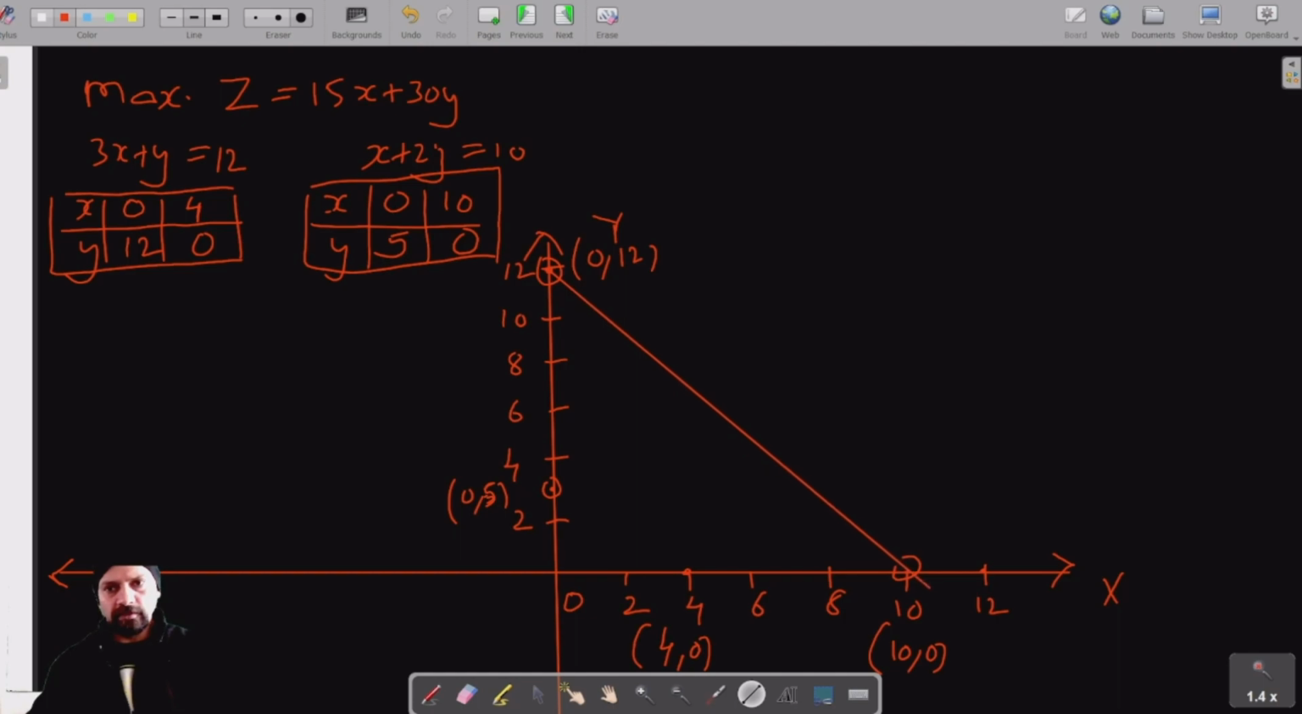The first one is, and the second one is 0, 5, 10, 0. So this is 0, 5, and 10. Okay, we have joined it wrong. So this is 0, 12, and 4, 0. So 0, 12, and 4, 0 is here. Next is 0, 5, and 10, 0. So 0, 5, and 10, 0 is this.